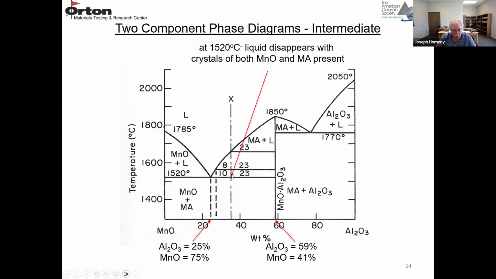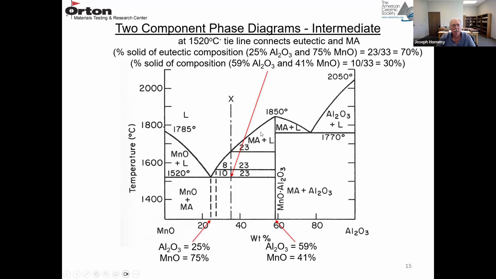So when we drop below 1520, all the liquid disappears. We'll call that 1520 minus. And now we have two crystals present, MnO and Ma. So the tie line is the same tie line just below 1520. We're connecting the eutectic with this compound Ma.